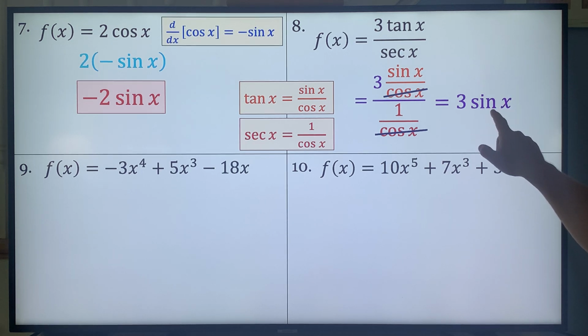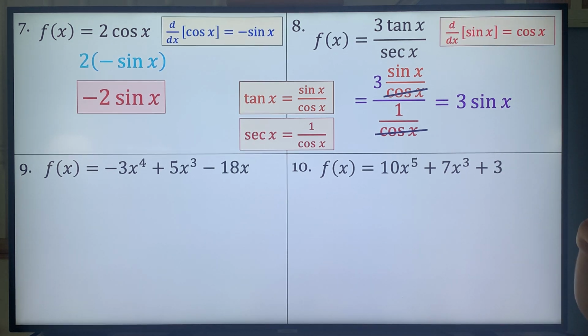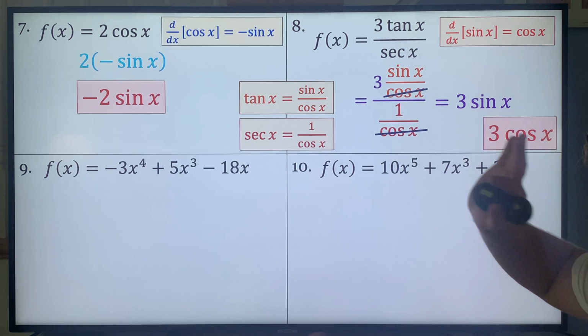Now, I can derive this. Derivative of sine is cosine. So this just becomes 3 cosine x. Right? So simplify, reduce, then solve.